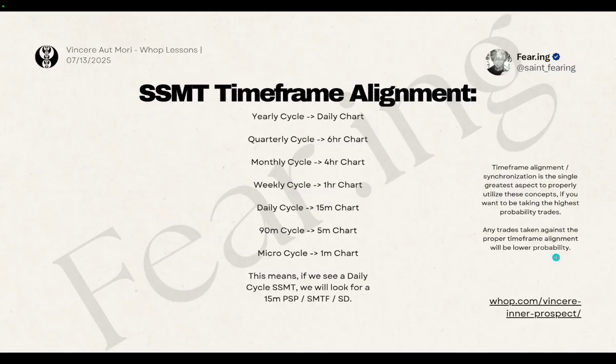Now into time frame alignment. So we already talked about this in the time frame alignment video. However, we'll just quickly repeat it. Now, why do we use time frame alignment? The reason we use time frame alignment is because the PD arrays that form after a certain given sequential SMT, those are going to be the ones that are going to hold strongest, and the types of PD arrays that form after that, we are looking at trade based off of them.